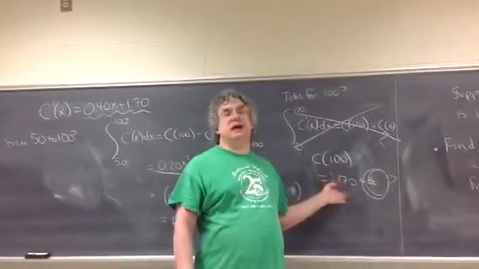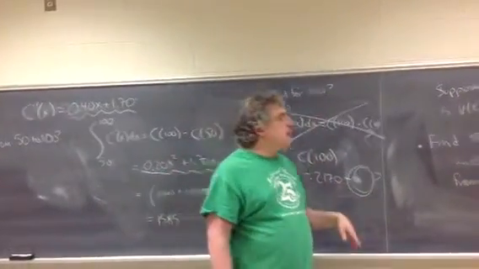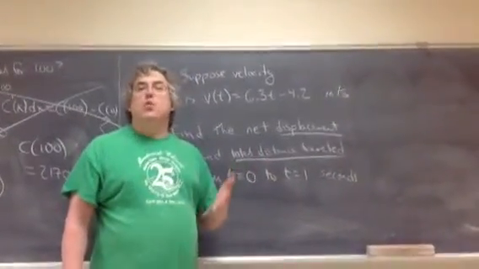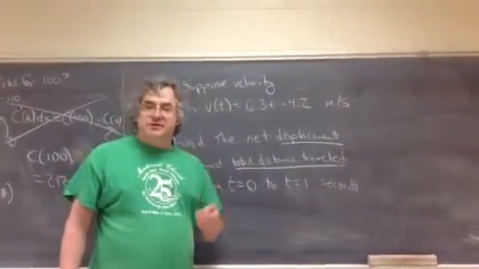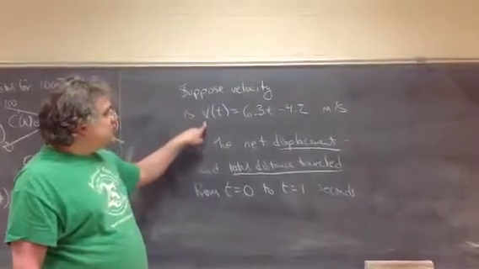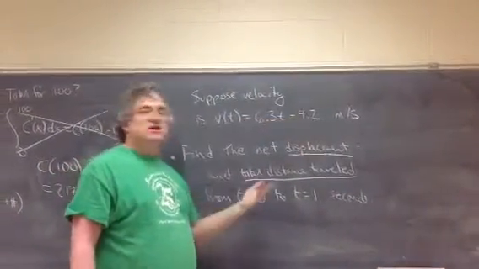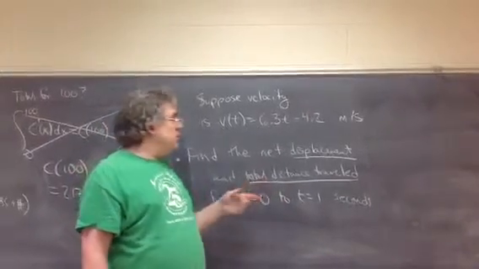So let's talk about another case. Let's talk about velocity. We can't know where the position is, but we can talk about the change in position. So our velocity function, v of t, is going to be 6.3t minus 4.2 meters per second, say. Now, what do we do with that?